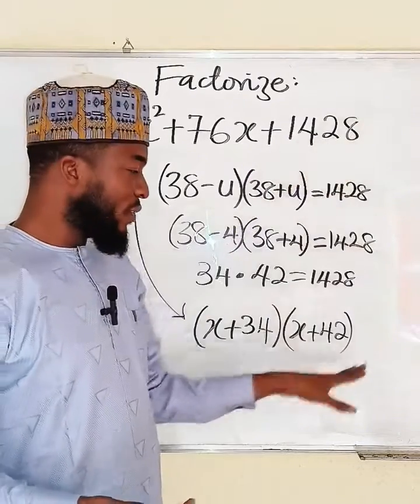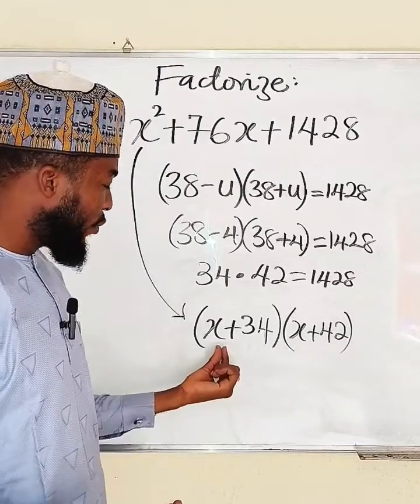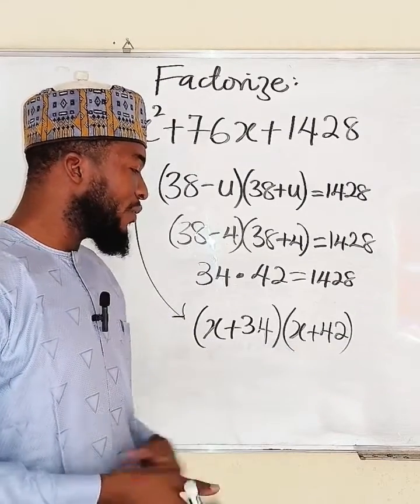And if it is an equation, just set this equal to 0 and solve. It will be x equal to negative 34 or x equal to negative 42.